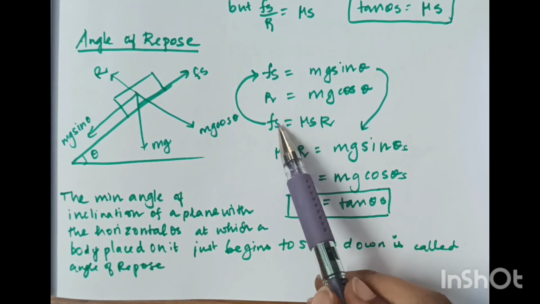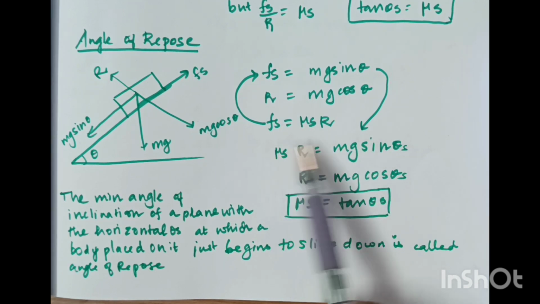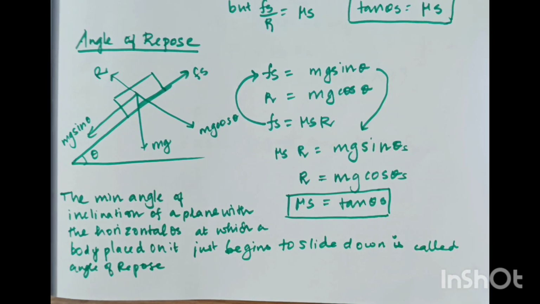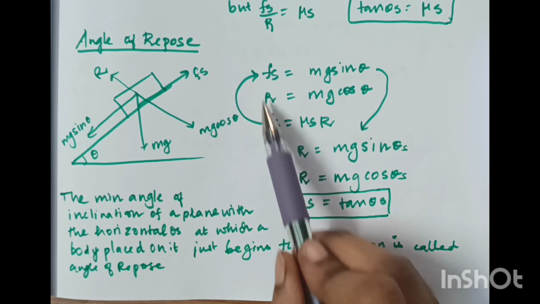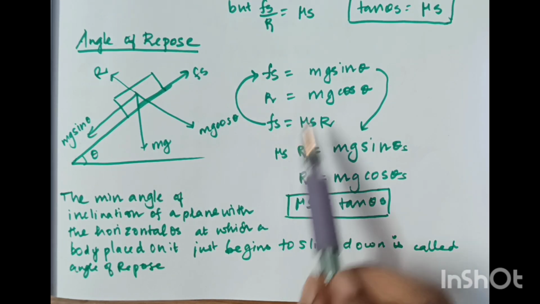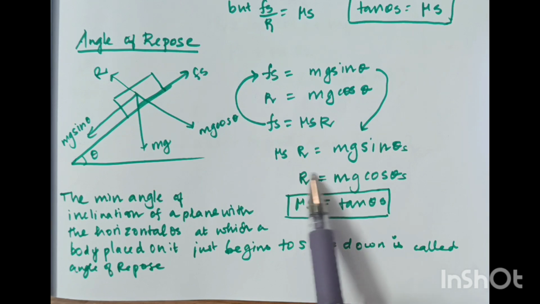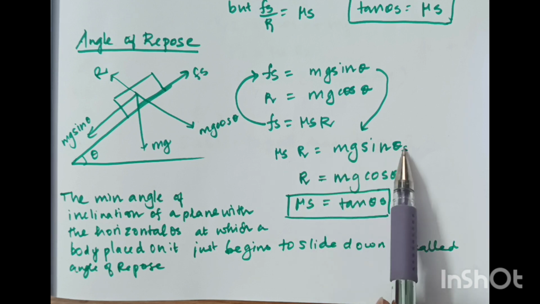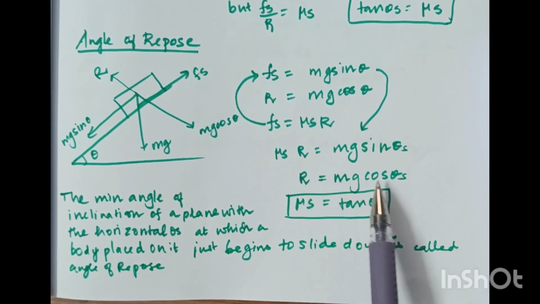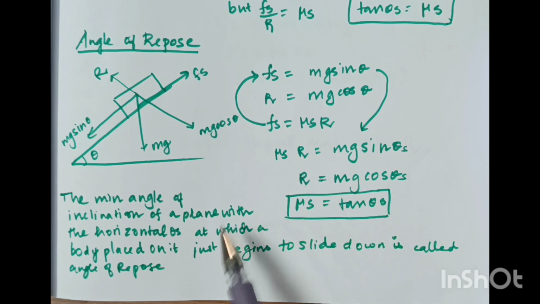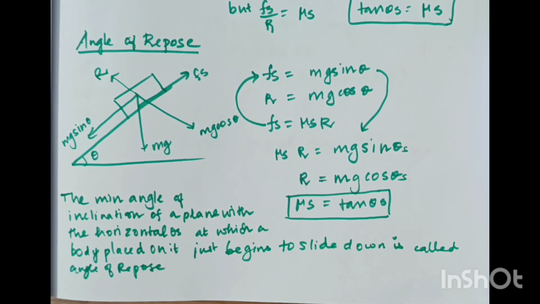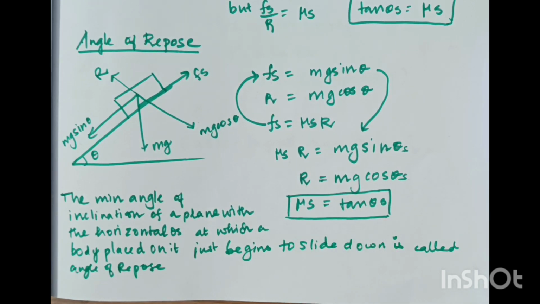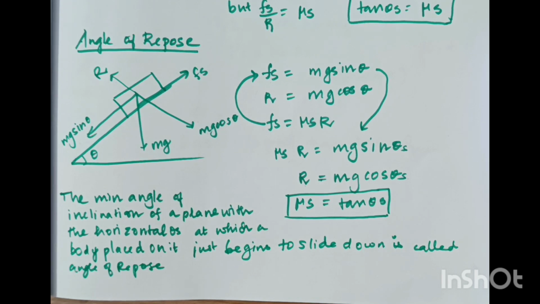We have already seen Fs equals mu s into R. We substitute this here, so we get mu s into R equals mg sin theta, and we have another equation, R equals mg cos theta. We just divide these two, and we get mu s equals tan theta. So again, the tangent of the angle of repose equals the coefficient of static friction. Please remember this result also.